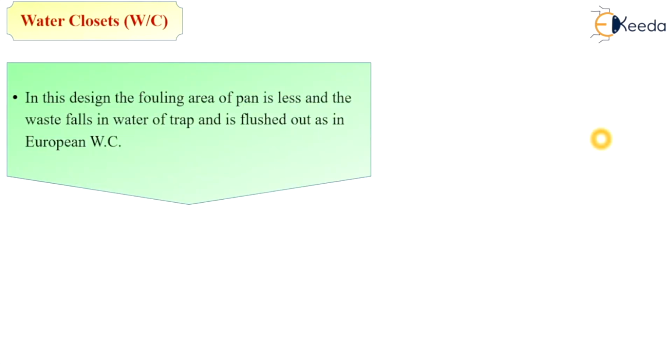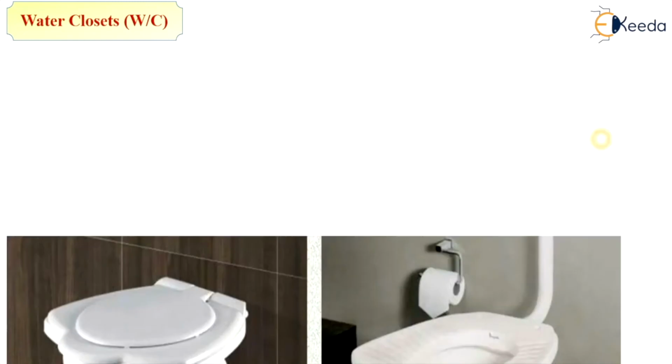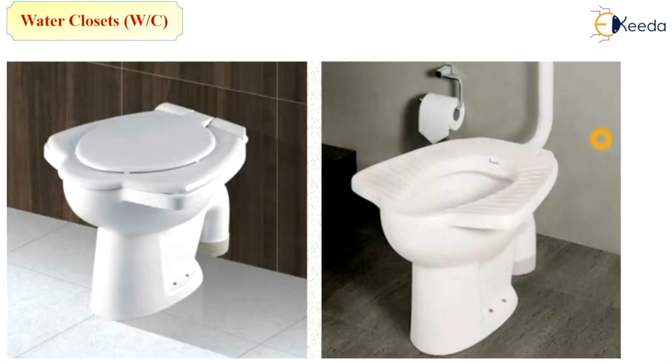In this design, the fouling area of the pan is less and the waste falls in the water of the trap and is flushed out as in European WCs. So both types are combined in this Anglo-Indian type. So these are the Anglo-Indian type WCs that we can use as an Indian toilet in squatting position or also we can use it as a European type.